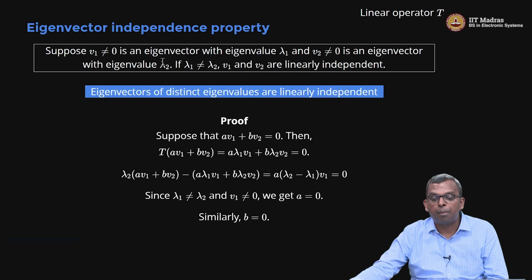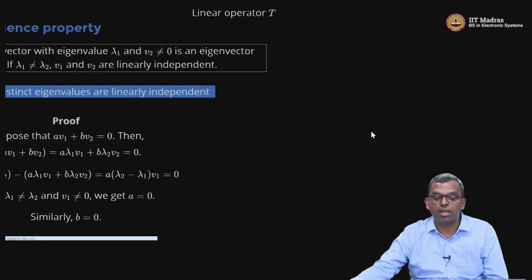Now, this extends to multiple eigenvalues also. Supposing you have lambda 1, lambda 2, lambda 3 being 3 eigenvalues which are all different, and v1, v2, v3 are the corresponding eigenvectors, then v1, v2, v3 are linearly independent. You write the same proof, and you can keep cancelling. So, basically eigenvectors of distinct eigenvalues are linearly independent. This is a very nice property to have.